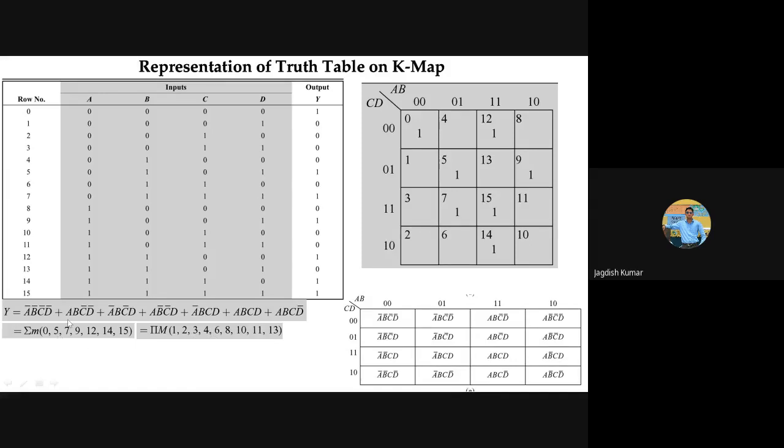5 is sitting here, so it won't come. 6, 7 is here, so it won't come here. 8 is not there, so 8 came here. 9 is here, so it won't be there at this point. Then 10, 11 is not present in the min term or SOP, so it will be in POS, 10, 11, and 13. So that's how we can write it down.